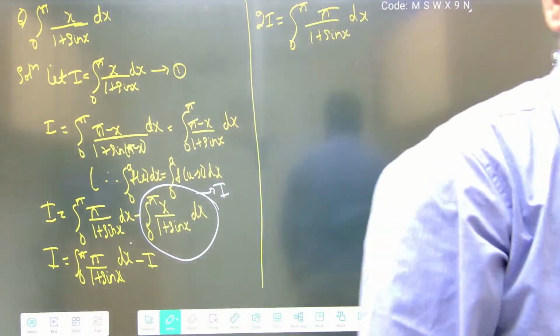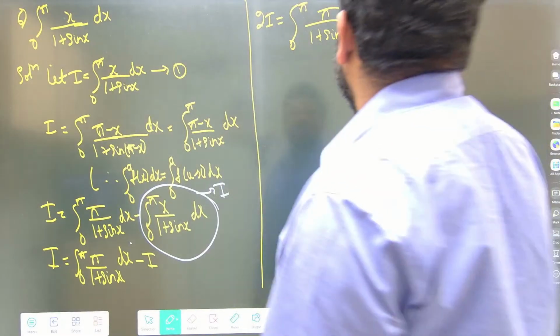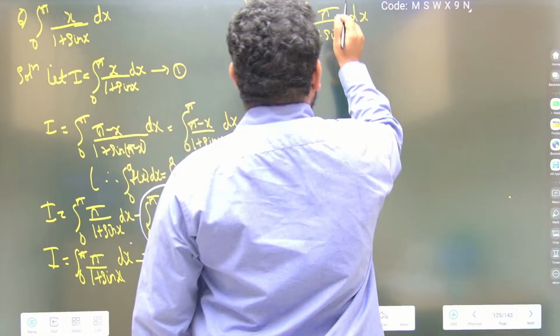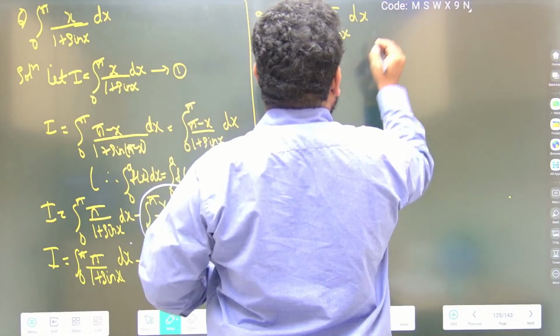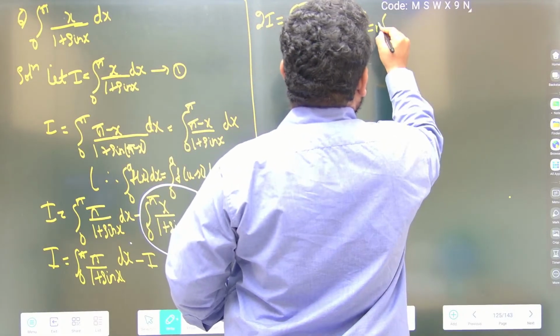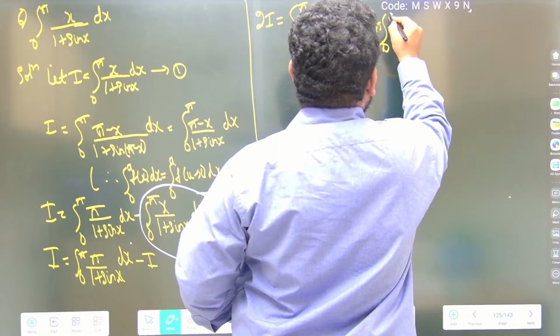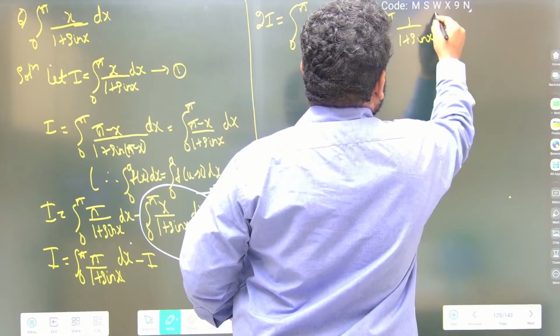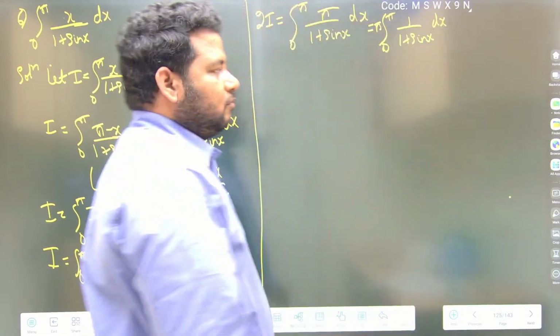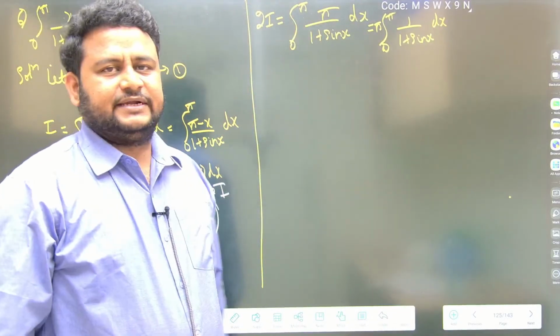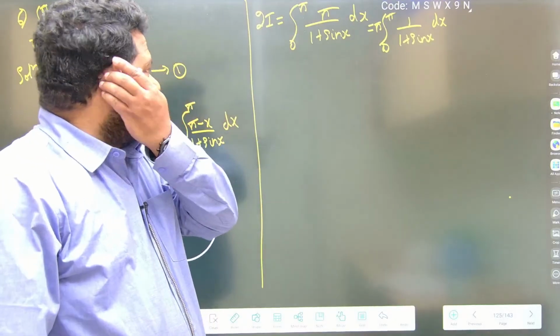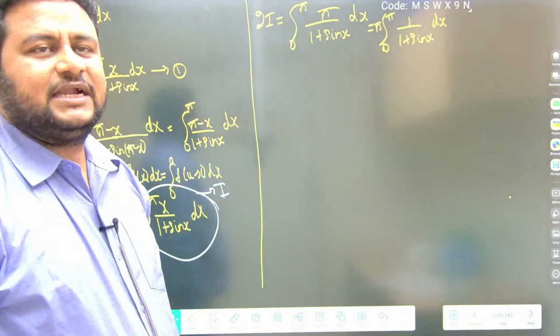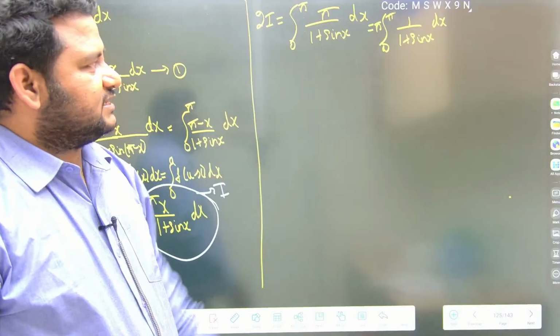Now what we should do? Pi we will take outside. So that will be equal to pi times the integral 0 to pi of 1 by 1 plus sin x dx. This is what we have. Now see here, 1 plus sin x is there. Let me multiply and divide by its conjugate, that is 1 minus sin x.